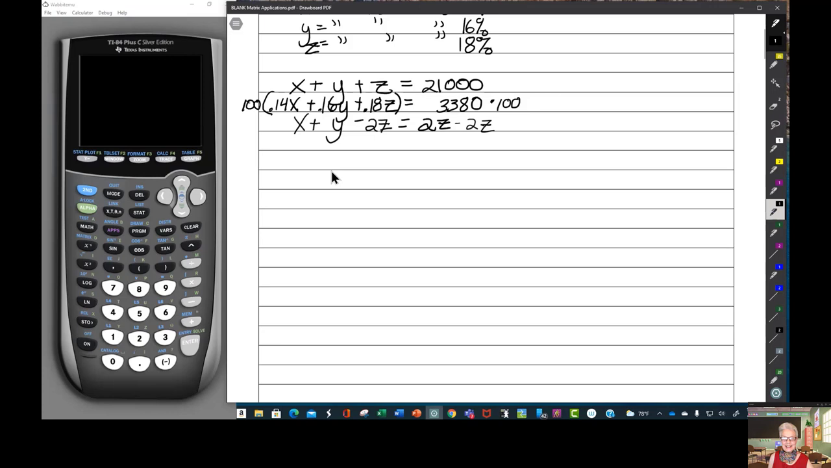Now here's what that's going to do for me. My matrix will be X plus Y plus Z equals 21,000. Sorry. And now that I'm multiplying both sides of the second equation by 100, that will give me 14X plus 16Y plus 18Z equals 338,000.